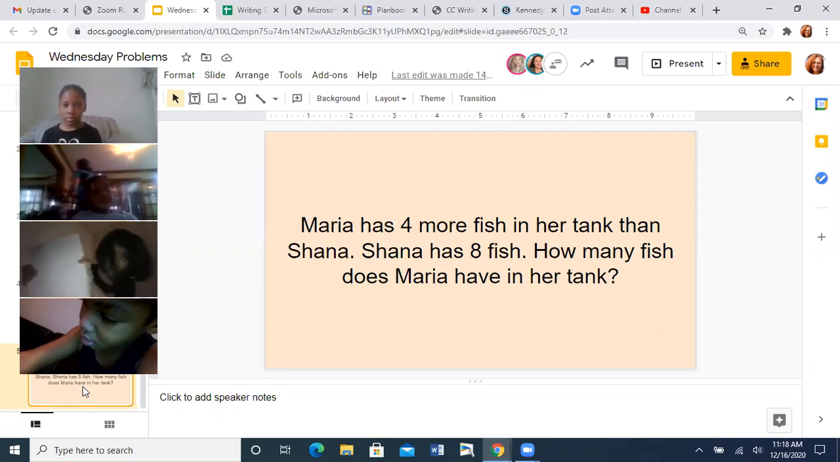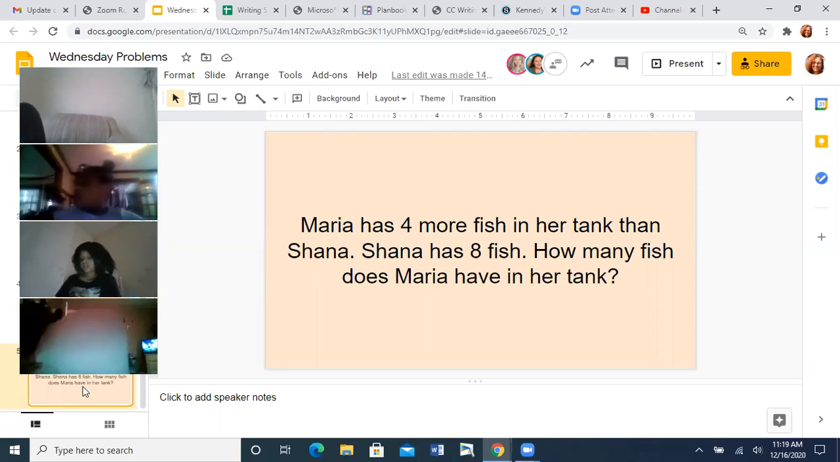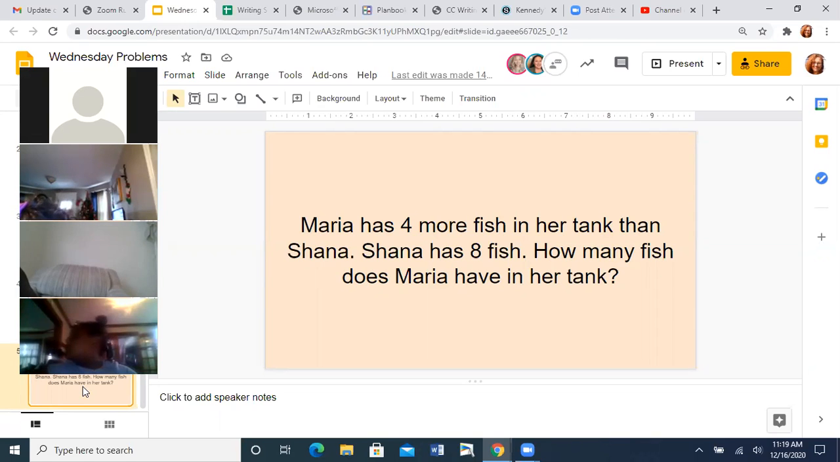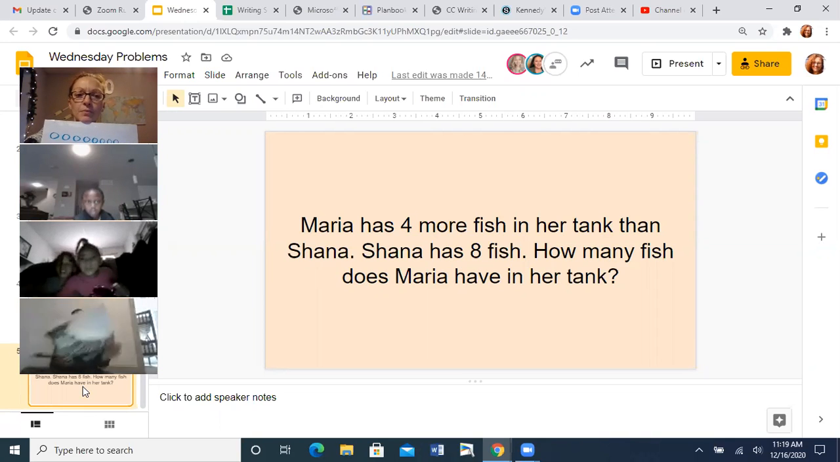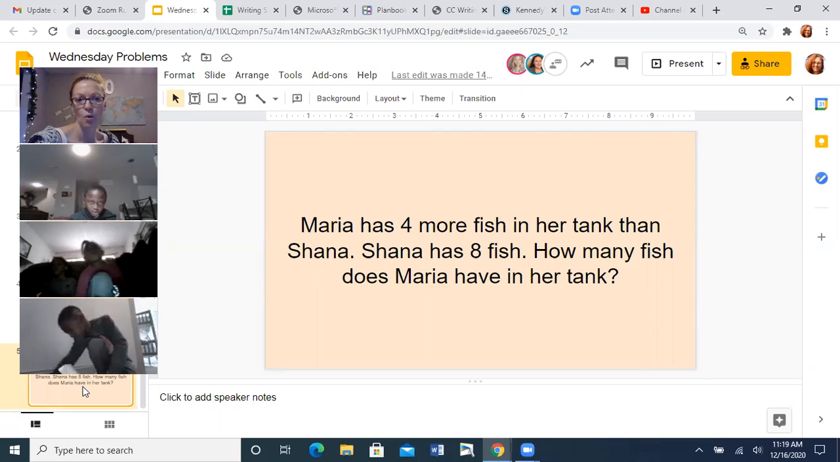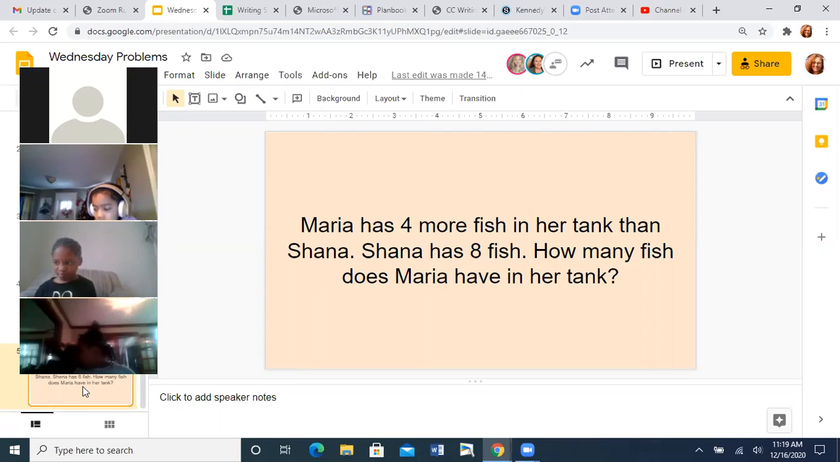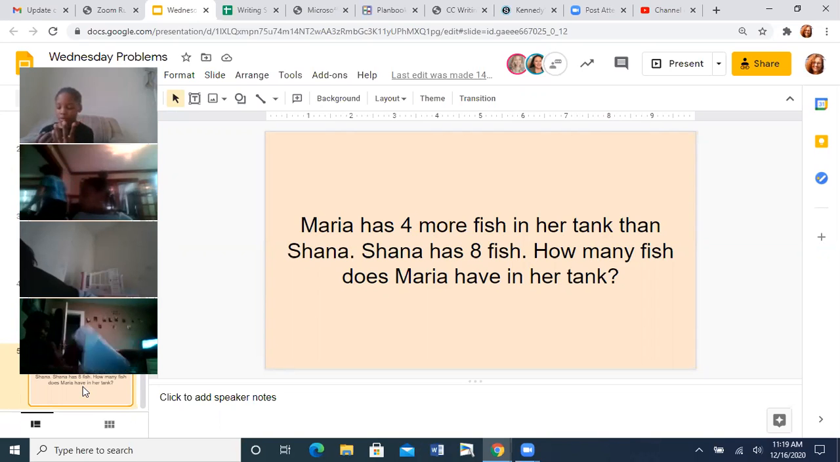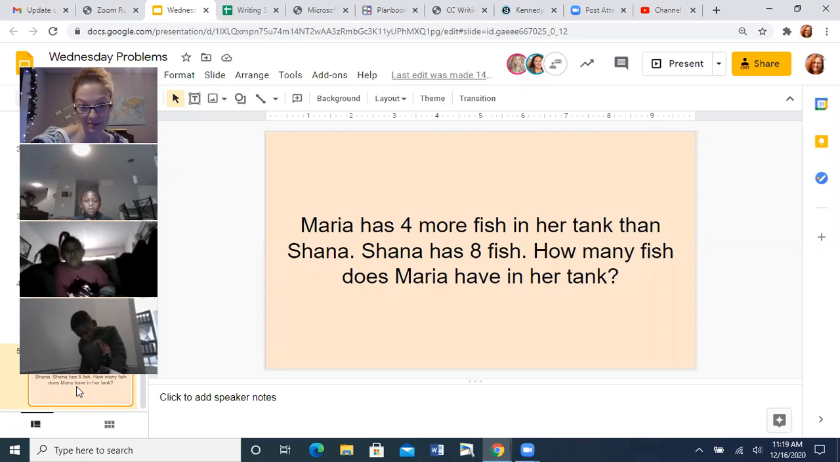It's always important to double check to make sure you have the right number. 1, 2, 3, 4, 5, 6, 7, 8. All right, so Shauna has 8 fish. What do we need to know? What's our question? We have to know how many what? Who can help me out? We need to know how many. Does anybody know? We need to know how many fish Maria has.